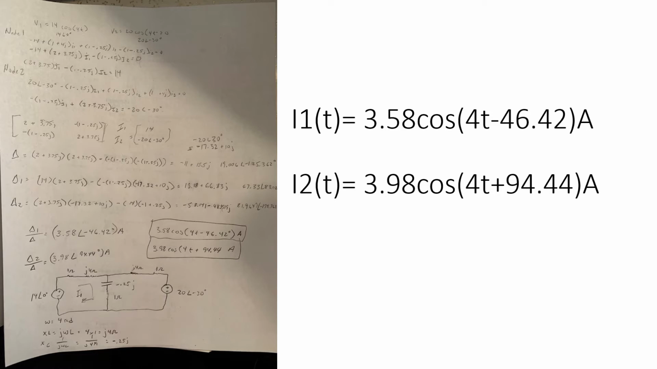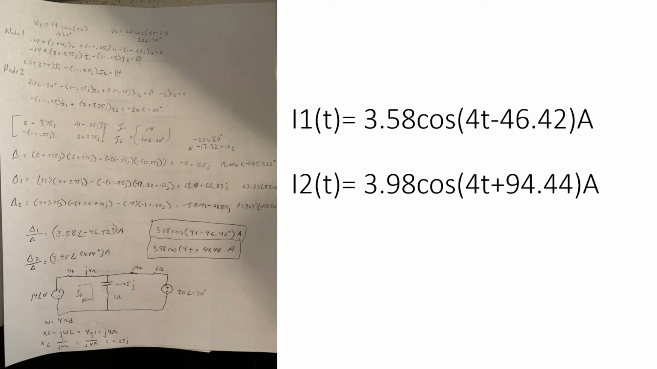So on our first node up above, we could write it out. We're going to come up with (2 + 3.75j) I1 minus (1 minus 0.25j) I2 is equal to 14. In our second node, we're going to see that we have negative (1 minus 0.25j) I1 plus (2 + 3.75j) I2 is equal to negative 20 angle of negative 30 degrees. So we're going to put that into our matrix.